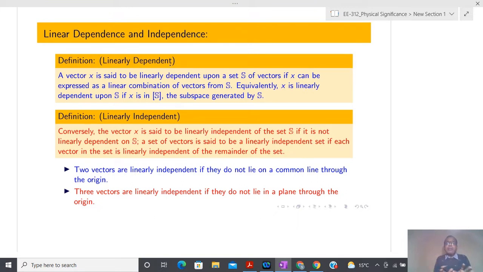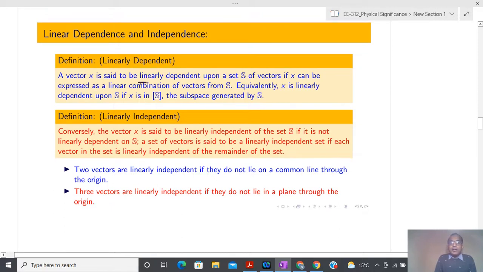Okay, and at that time I will tell you what is basis, what is the span. These are the concepts I am going to tell you. So let us first try to understand the definition of linear dependence. A vector x is said to be linearly dependent upon a set S of vectors if x can be expressed as a linear combination of vectors in S. Equivalently, x is linearly dependent upon S if x is in the subspace generated by S. Okay, so this is the definition.